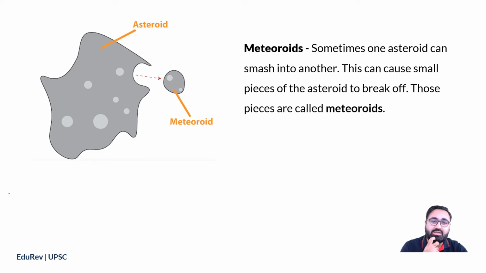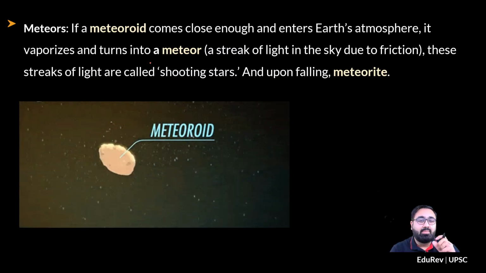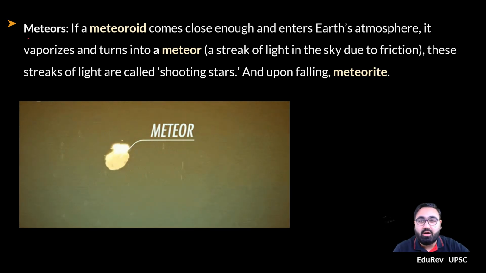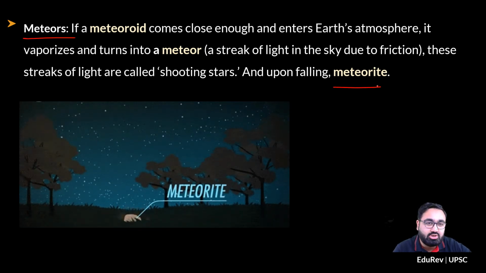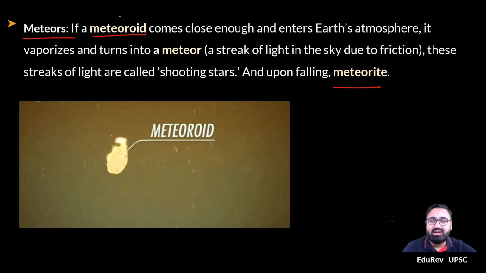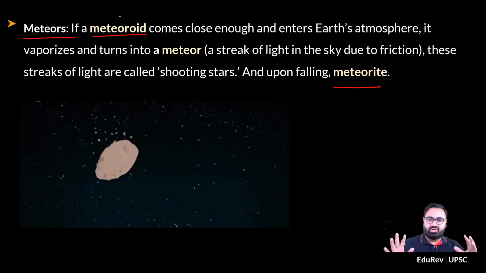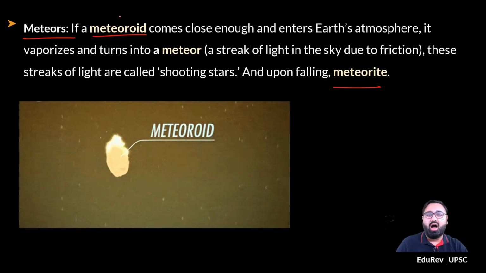We also have meteoroids. Sometimes asteroids can smash into one another, which causes very, very small pieces. These small pieces are called meteoroids. So when two asteroids strike each other, some small pieces break out. These are called meteoroids. Now, remember there are different types of words that are used. There are meteors, there are meteoroids also. Now, what is the difference between the three? Meteoroids, as I said, are substances that fall off when asteroids collide. Some substances that fall off are called meteoroids.